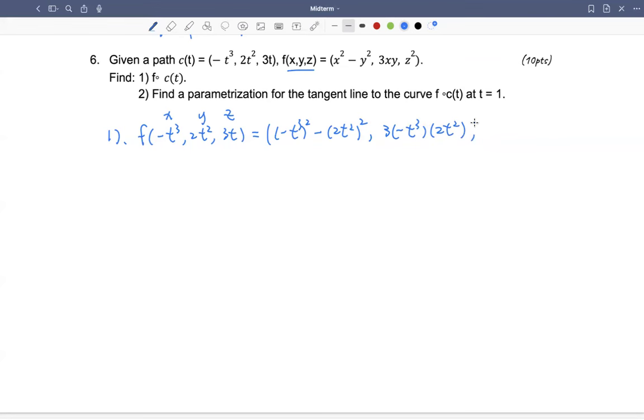then z squared, which is 3t squared. Then let's simplify. So that's f composed with c of t. Negative squared becomes positive, so t raised to 6, 3 times 2 is 6, minus 2 squared is 4, t to the 2 times 2 is 4, first component. Second component, 3 times negative 1 times 2 is negative 6, t cubed multiplied by t squared is t to the fifth, then 3 squared is 9, 9t squared. This is the first part, just do the composition.